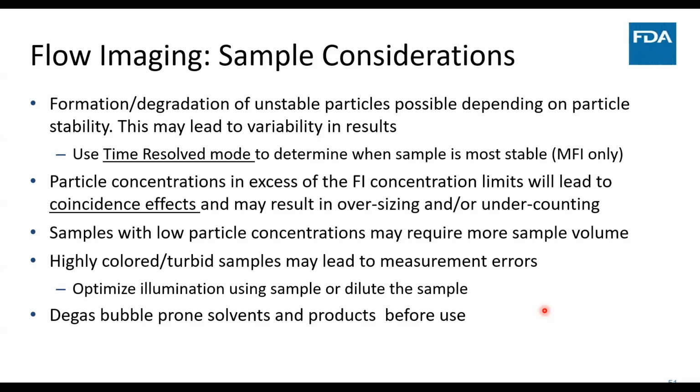This might not be as high an issue as in light obscuration, but once again, it's something we have to look out for, especially when you're looking at particles less than 5 micron. Samples with low particle concentration may require more samples. Obviously you need more samples to make sure that you're getting a good representation of what is actually in your product. Colored and turbid samples may lead to error, meaning you might need some dilution.